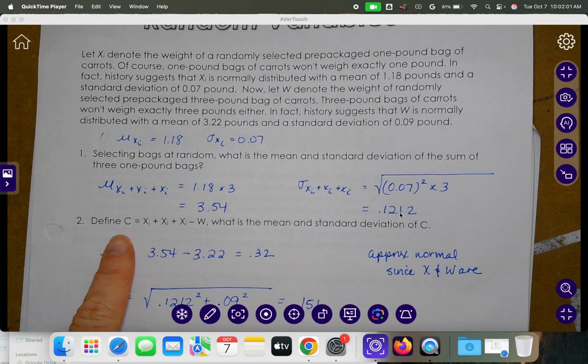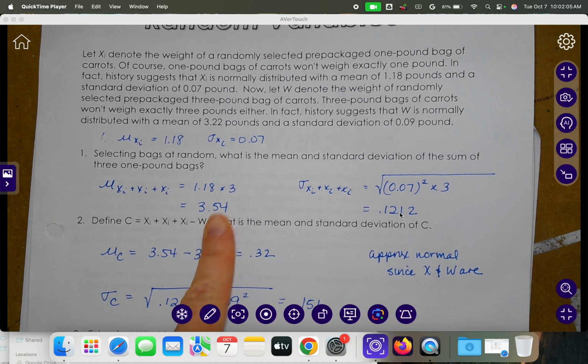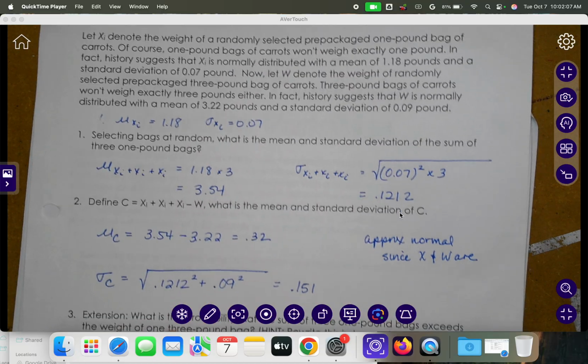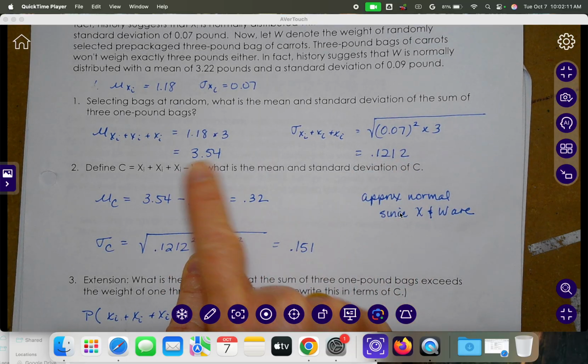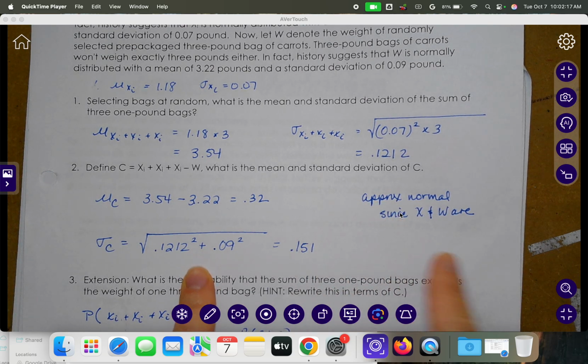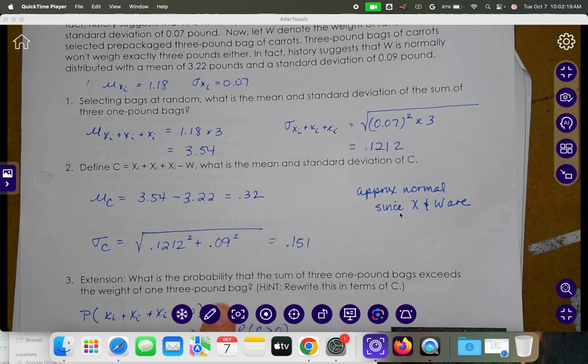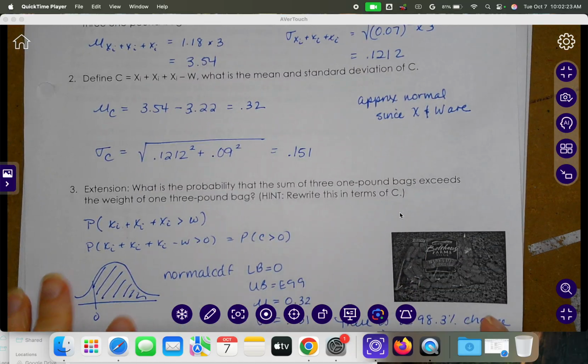In this one right here, I told you to do the same thing, but now subtract the W's. So you can take what you have up there and subtract the W. And you could take this variance, and even though that's subtraction, you still need to add it to the next variance. So the shape should be approximately normal, since X and W are also normal. Again, this is a little bit of an extension here.